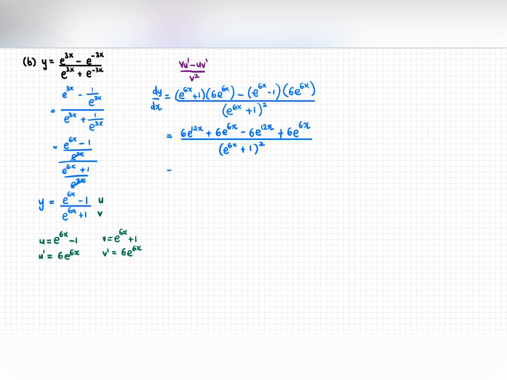Okay, so dapatlah jawapan. Ini boleh potong, mana boleh potong? This one. Ini boleh potong, ini boleh potong. So 6 tambah 6 dapat 12. So 12e to the power of 6x, we are going to be divided by e to the power of 6x plus 1 squared. Okay, so this will be our final answer. Okay, tapi dia punya jawapan nampak berbeza tau.